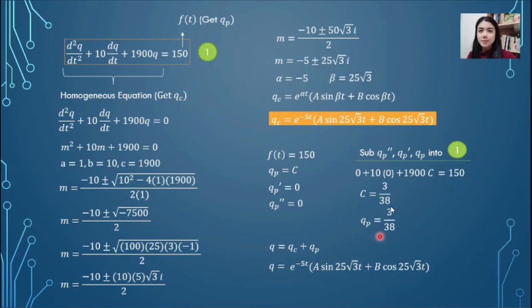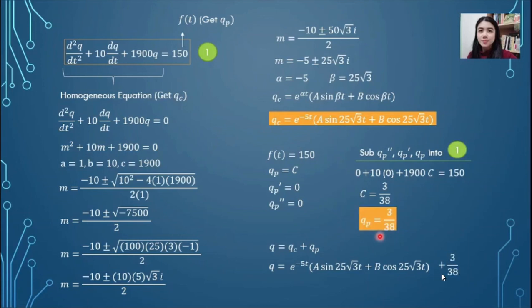So since you already found Q_P and Q_C, we can find the general equation. The general equation is Q_C plus Q_P, which equals the final formula, and it looks something like this: e to the power of -5t multiplied by a sin(25√3 t) plus b cos(25√3 t), plus 3 over 38.